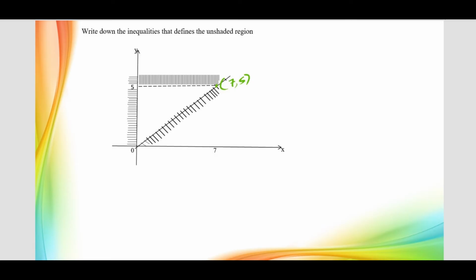Write down the inequalities that define the unshaded region. The first thing is to identify the lines that make this boundary. So line 1, this is line 2, and this is line 3. So get the equations of each line.